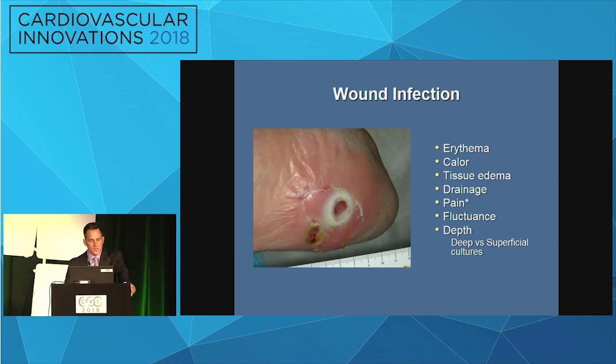The classic features, as listed, are erythema, calor, tissue edema, increased drainage. Pain, again, perhaps not in the diabetic patient, certainly, and then more closely looking, fluctuance in depth. When you take a look at a wound such as this, clearly a fairly unhealthy looking wound with a lot of focal erythema and associated calor. And it's important to remember to look with one's hands, not with just one's eyes.